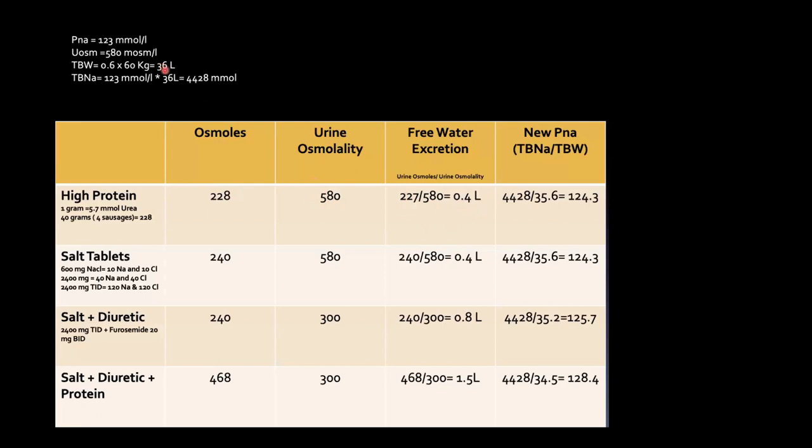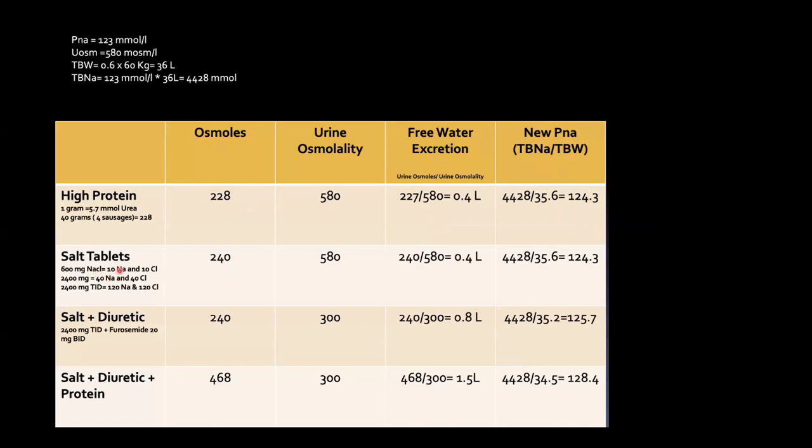So now your patient's total body water, which was 36 liters, will now be 36 minus 0.4. So his new total body water will be 35.6. His total body sodium will be the same as before because we have not caused any change in his total body sodium. So his new plasma sodium will be total body sodium divided by total body water, which is 124.3. In other words, giving this patient four sausages will induce a certain amount of diuresis, which will decrease his total body water and raise his plasma sodium from 123 to 124.3.